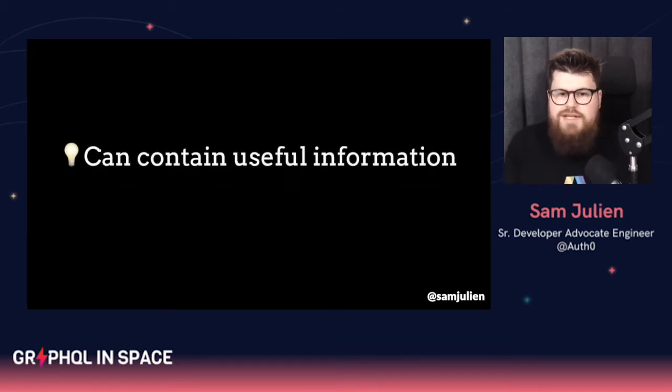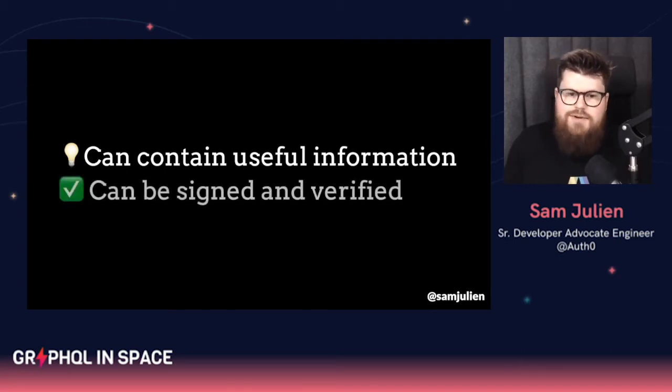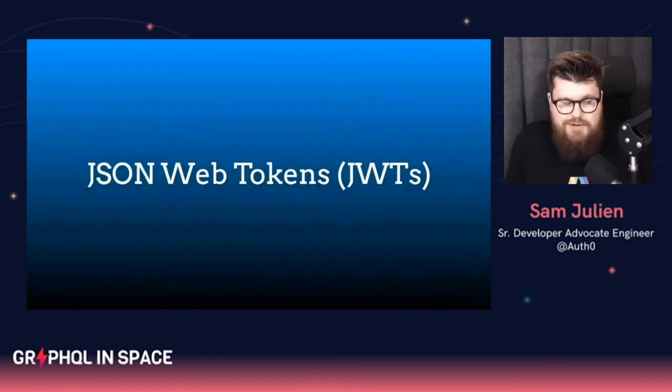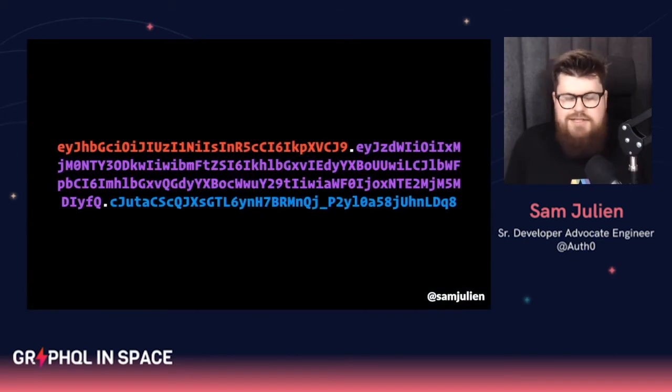So we mentioned that this needs to be able to contain useful information and also can be signed and verified. So there's a format for this that's actually very convenient, and it's called a JSON Web Token. Now, this is a really commonly used format for an access token. It's not actually required, it's not mandatory to use a JSON Web Token, but it is a convenient format for it. And JSON Web Tokens look like this.